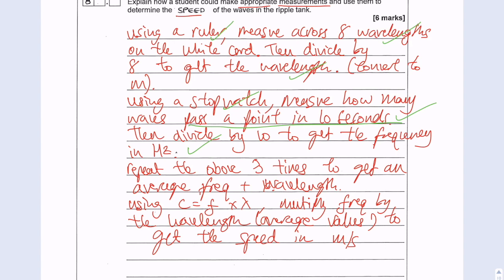Really, really important. So with regards to marks, the first mark is for saying a ruler and then saying you'd measure across 8. Then a mark for dividing by 8 to get the wavelength. A mark for saying using a stopwatch and passing a point in 10 seconds. A mark for then dividing by 10 to get the frequency. Then a mark for using the equation. And the final mark, I think in some cases it's really good to give an average for all of them. That's really good. So 1, 2, 3, 4, 5, 6. That's pretty much the 6 marks. If you didn't mention the average, it's not fantastic.